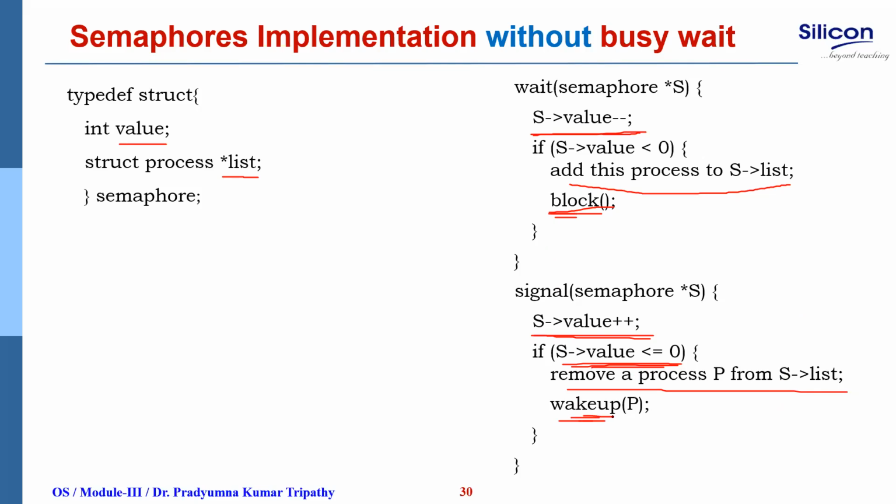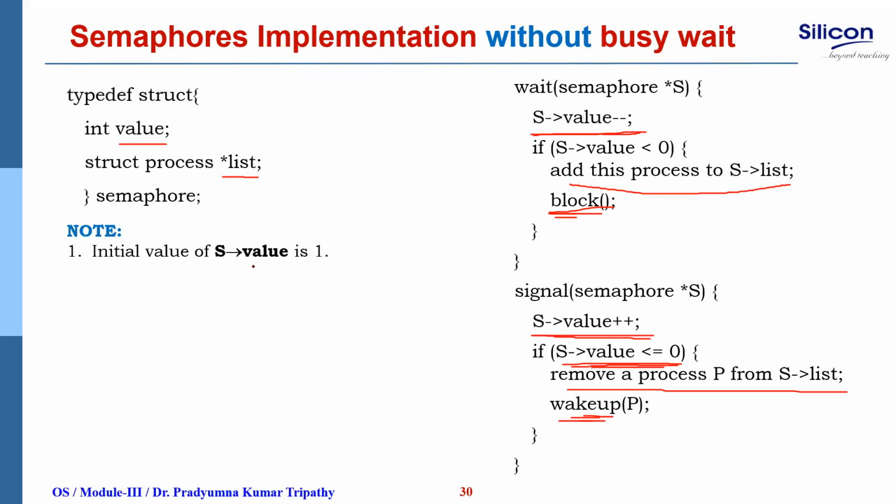So processes don't need to be waiting or spinning in the loop. They will be in the block state. Whenever a process finishes its execution and comes out from the critical section, the value is incremented and a wake up call is given so that another process will be selected and given for processing. Correct? So here the semaphore value can be negative.